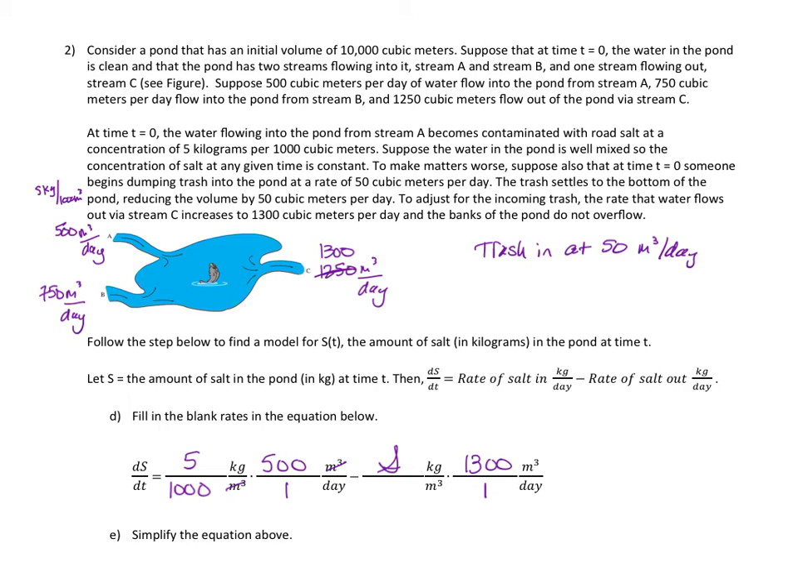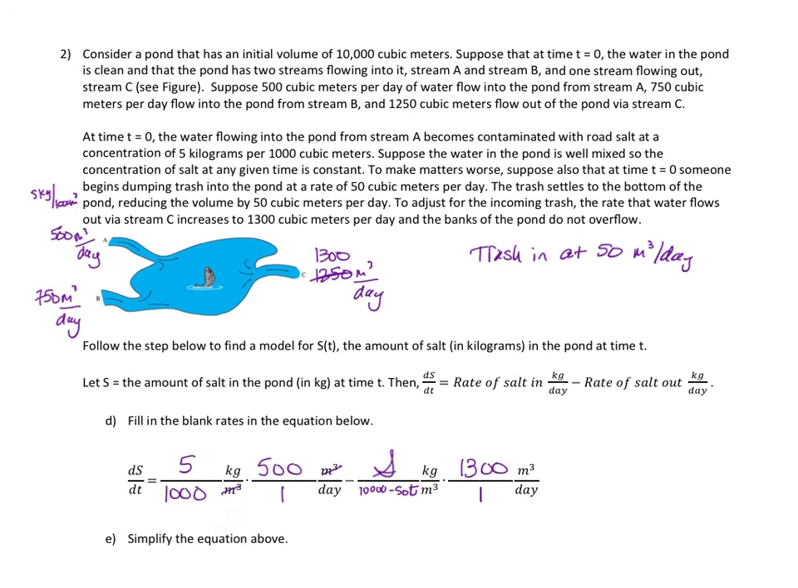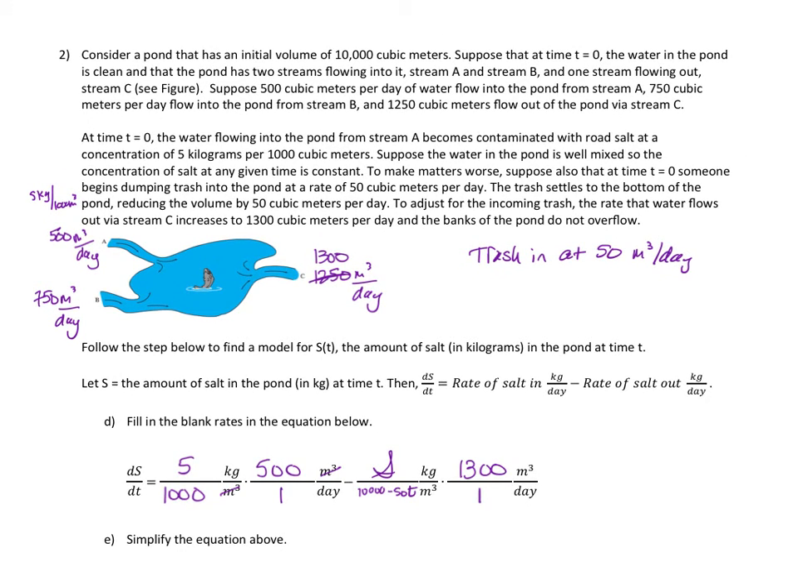It was 10,000, but we're reducing it now by 50 cubic meters per day. So I need to do 10,000 minus 50t to figure out the volume of water in the pond at time t. So there's my differential equation. The units really help because, again, the cubic meters cancel, and we get kilograms per day leaving the pond, the rate at which it's leaving the pond.